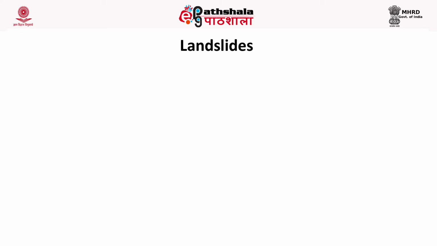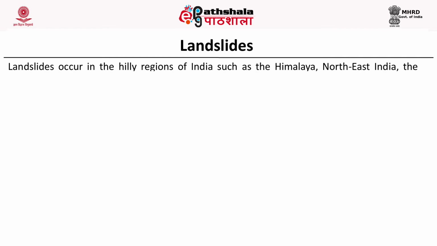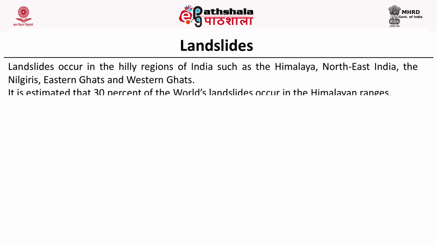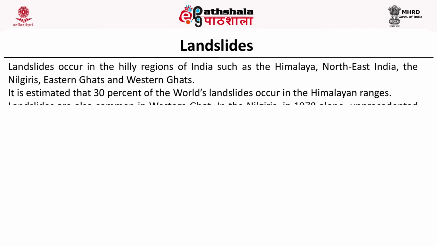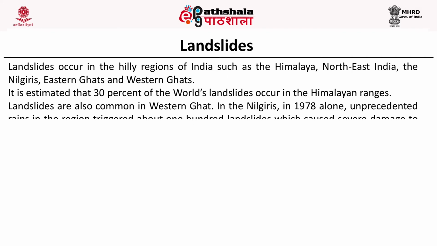Another disaster which commonly occurs in the hilly terrains is landslides. In India, it generally occurs in the hilly regions of the Himalayas, the northeast India, the Nilgiris, the Eastern Ghats and the Western Ghats. It is estimated that 30% of the world's landslides occur in the Himalayan ranges, since they are young mountains which are continuously rising. Landslides are also common in the Western Ghats.